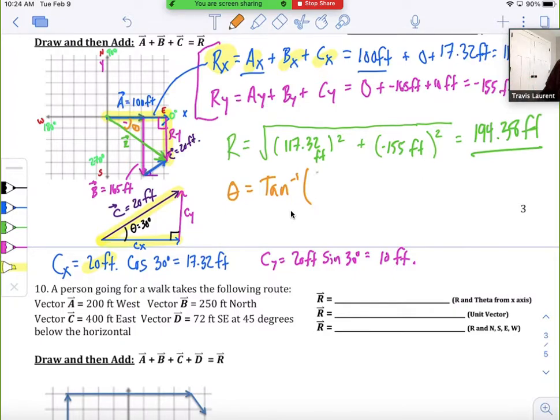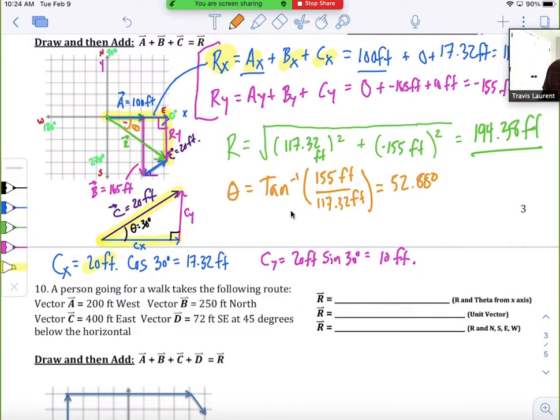So it'd be 155 feet over 117.32 feet. And I did not put a negative in for 155 because when you're talking about triangles, it doesn't really make sense to say you have negative lengths of a triangle. So when you do that, your theta is going to be 52.88 degrees.